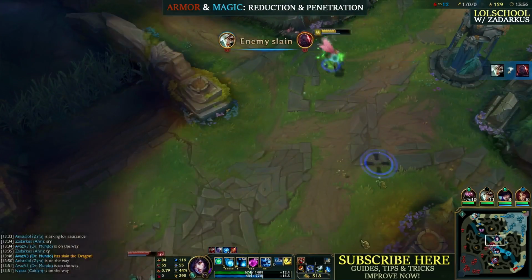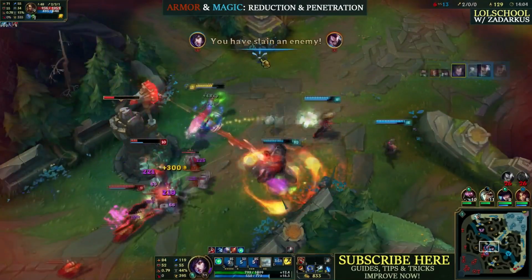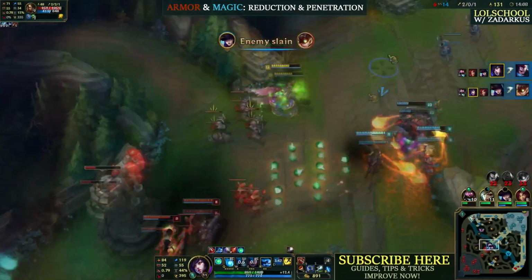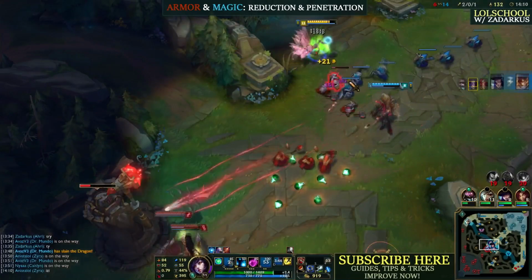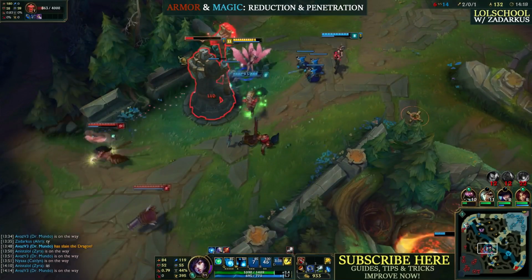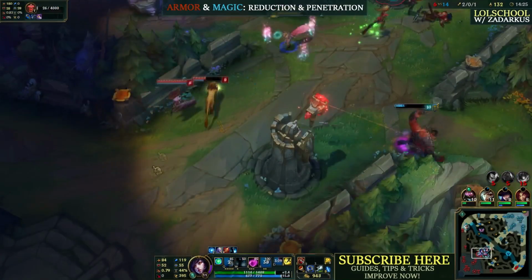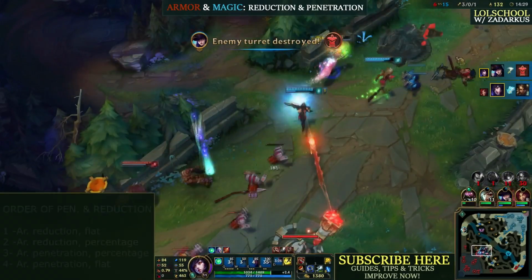Which means that attacks deal more than 100% of the damage they would normally do. All champions have 0 base armor penetration, but can increase it with items, runes, masteries and some champion abilities. There is an order in the calculation of these penetrations and reductions. When attacking, armor penetration and armor reduction are considered in the following order.